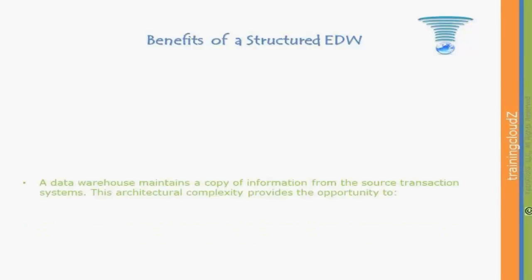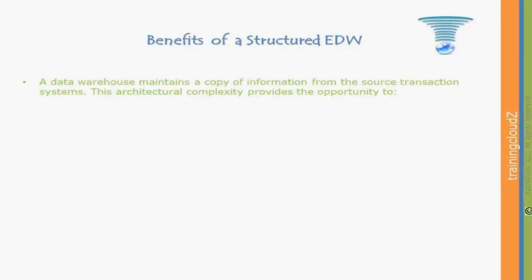So what are the benefits of a structured data warehouse? This is what is important, right? We have to understand the benefits of a data warehouse. That is the reason it is being built. A data warehouse maintains a copy of the information from source systems. The architectural complexity provides the opportunity to maintain data history even if the source transaction systems do not. Because not all the source systems are capable of maintaining the history of the last 10 or 20 years. Though there are some systems which could maintain it, the performance is really low.